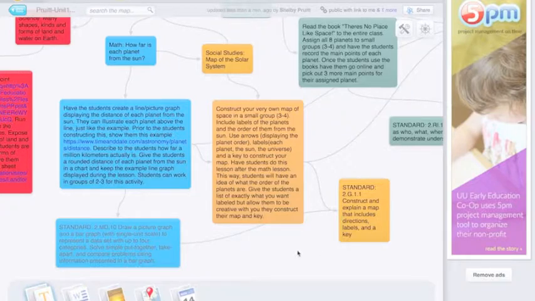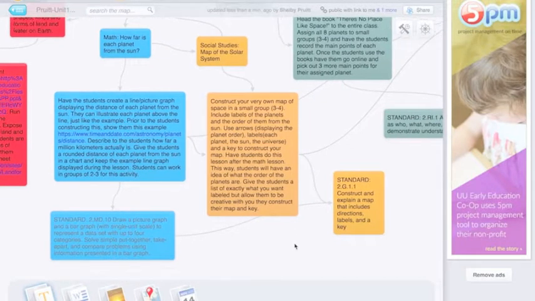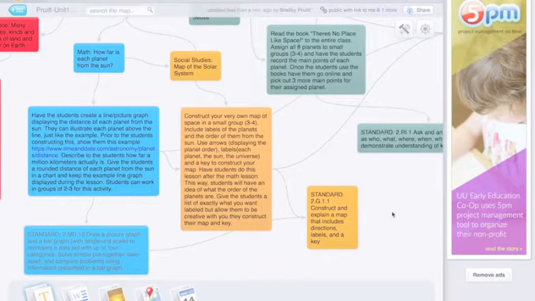Label each planet, the Sun, the universe. I'm going to have a key of what I want the students to label, and then I want them to have a key in their map that they construct. But after the math lesson, I'm going to give them a list of exactly what I want labeled, but allow them to be creative with the map, how they construct it, and the key. The standard for this is construct and explain a map that includes directions, labels, and a key.